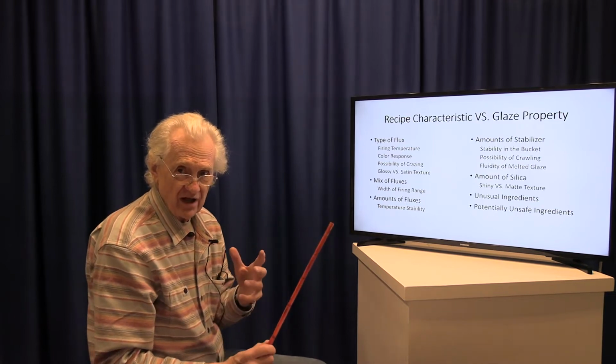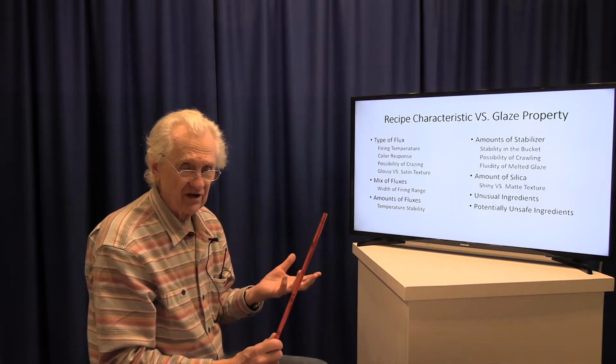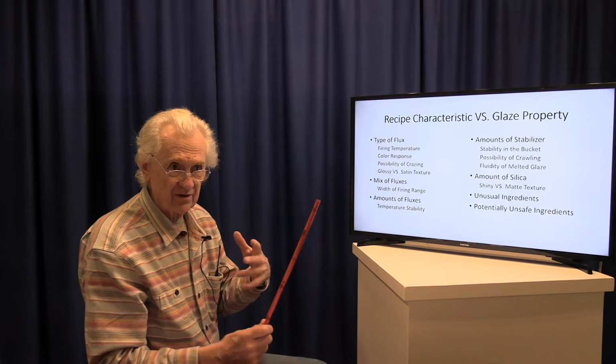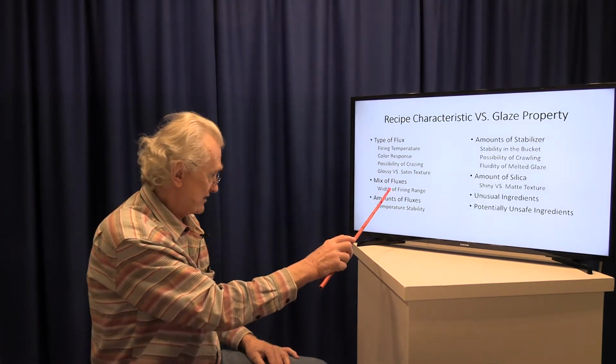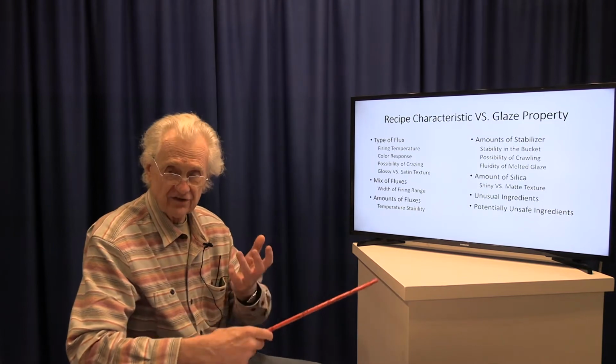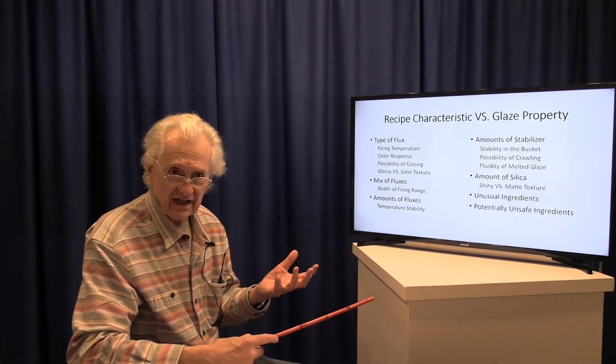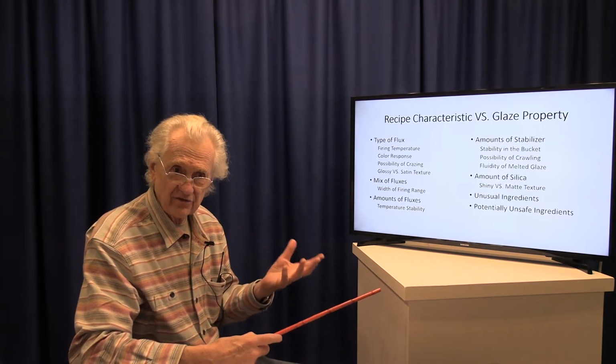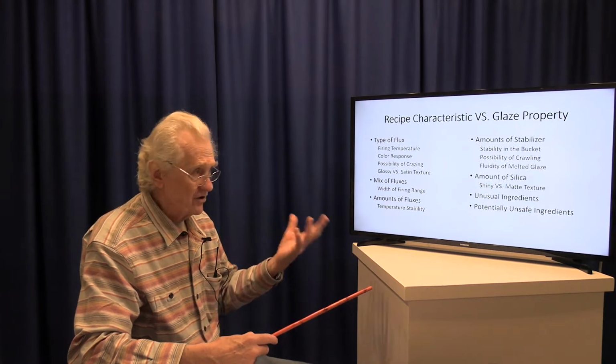And then you can have a mix of fluxes, for example. If you look at it, you say, well, it isn't just mostly a sodium flux, it's sodium and a lot of calcium, so that's going to be different, and that can have an effect on things such as the width of the firing range. And then just the amounts of fluxes. Is there a lot of flux in the glaze relative to the other ingredients, or very little? That can also have an effect.